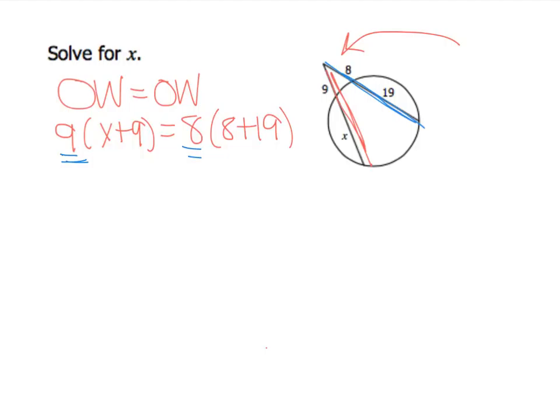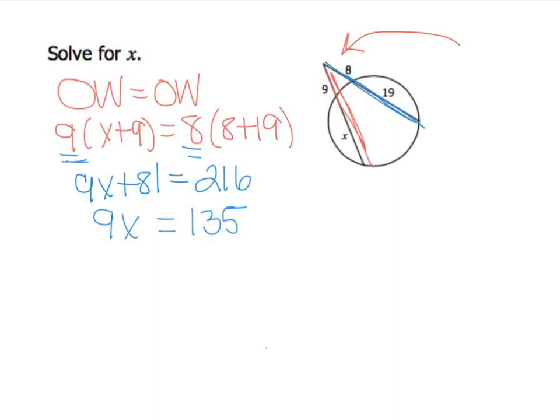We have our equation set up. Let's distribute and simplify. 9x plus 81 equals 216. 9x is equal to 135 and x is equal to 15. Different rules we have to remember. The more practice, the better we'll get.